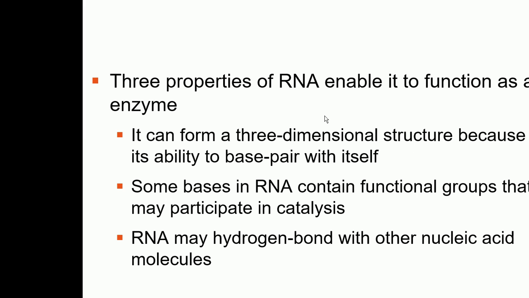Now, these are some of the properties of RNA which enable it to function as an enzyme. RNA can form a three-dimensional structure because of its ability to base pair with itself. Some bases in RNA contain functional groups that may participate in catalysis. RNA may hydrogen bond with other nucleic acids. So these are some of the properties because of which RNA can act as a catalyst.